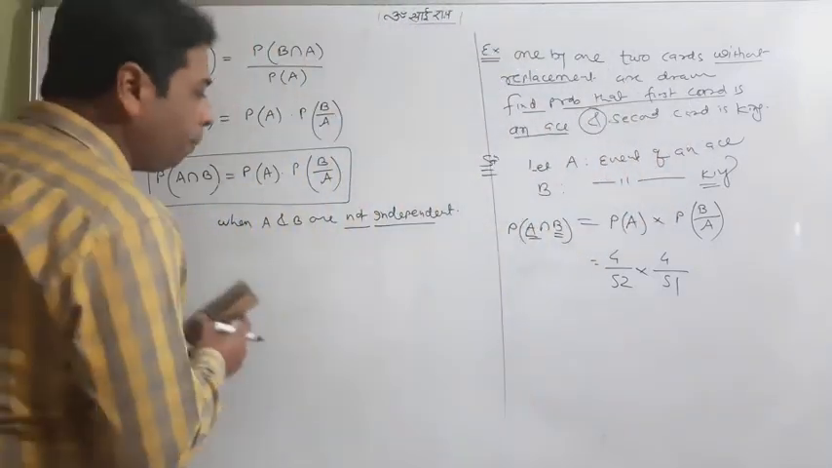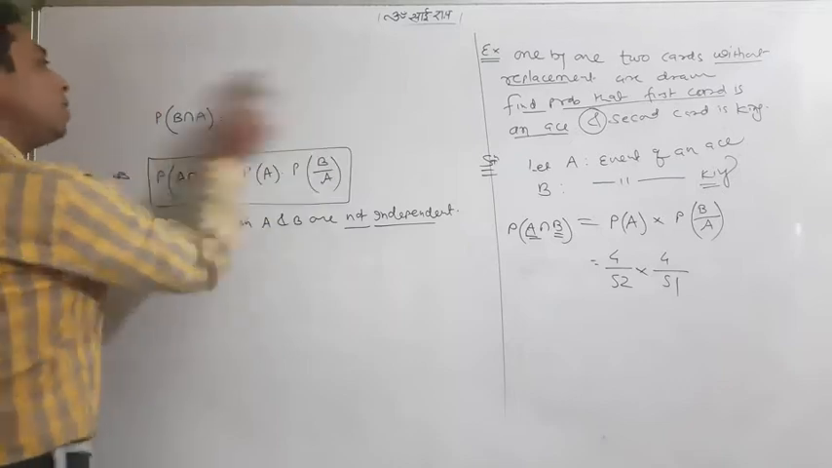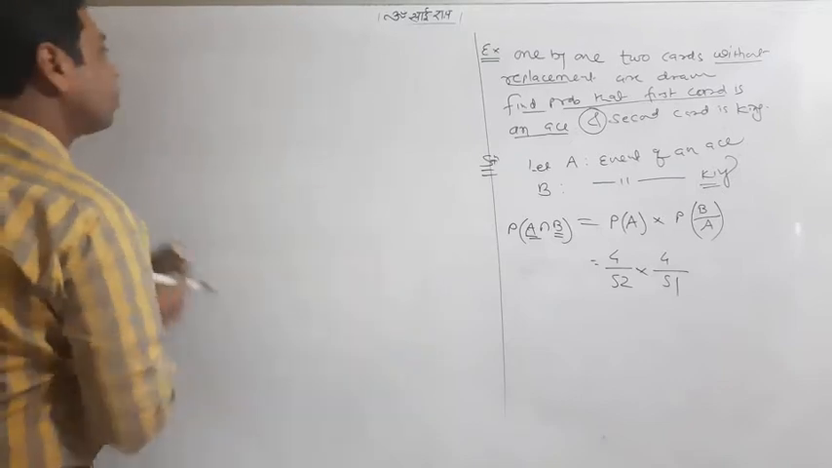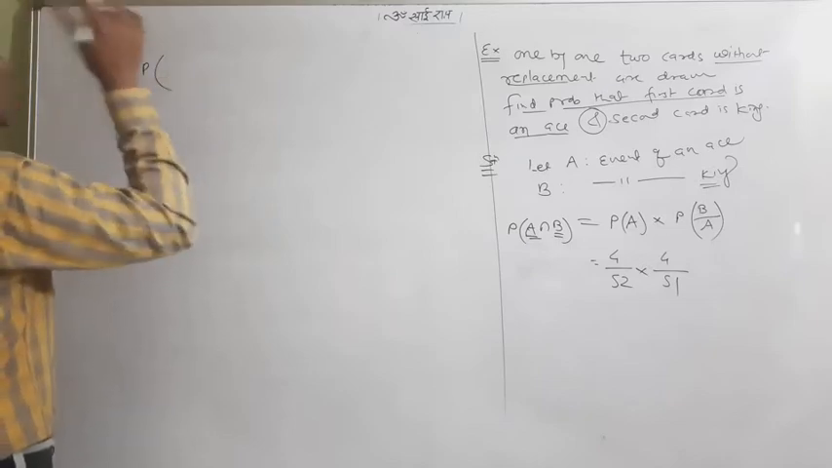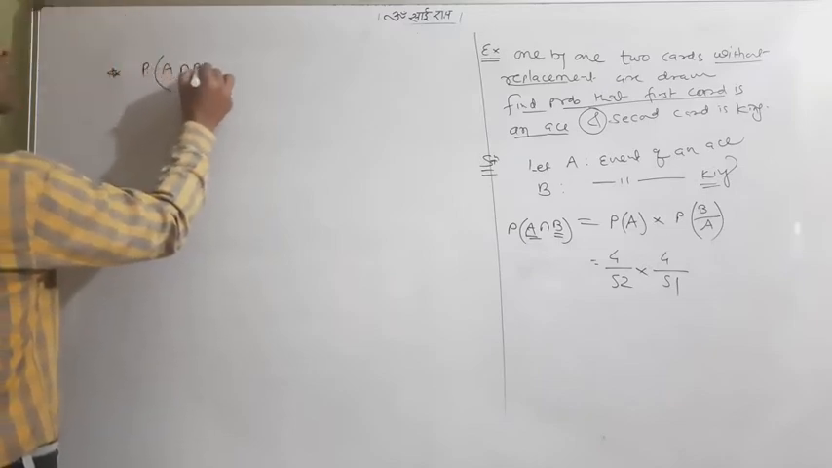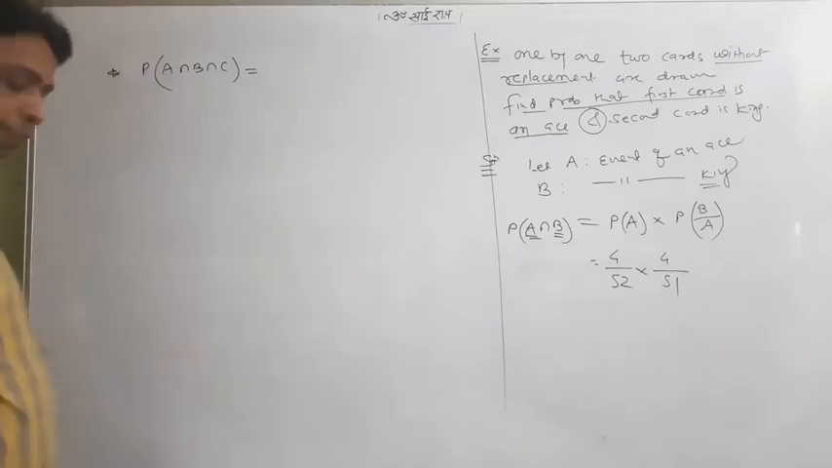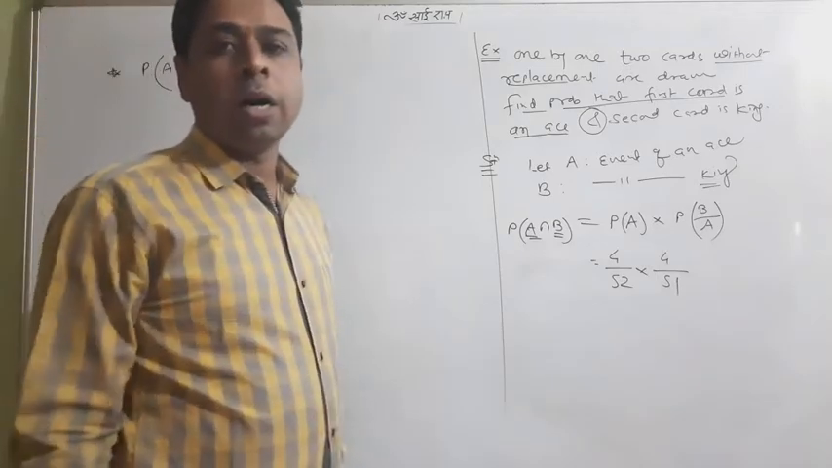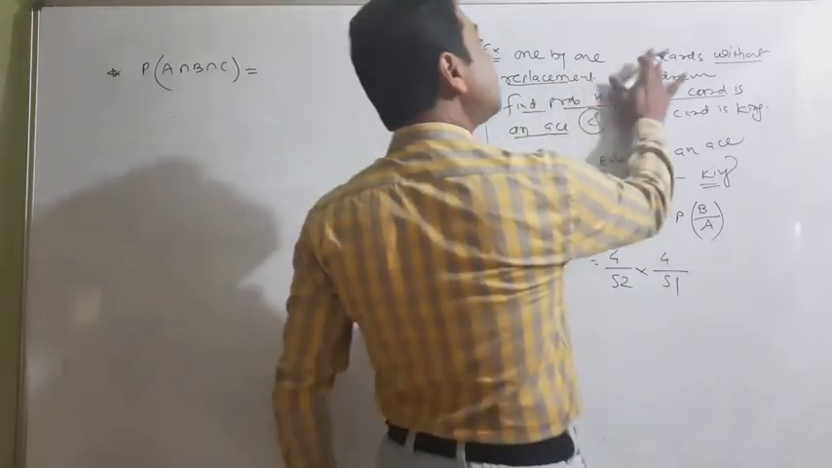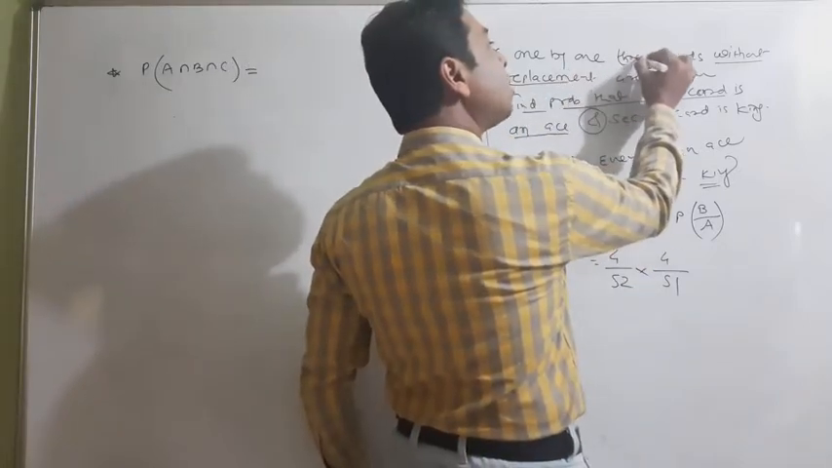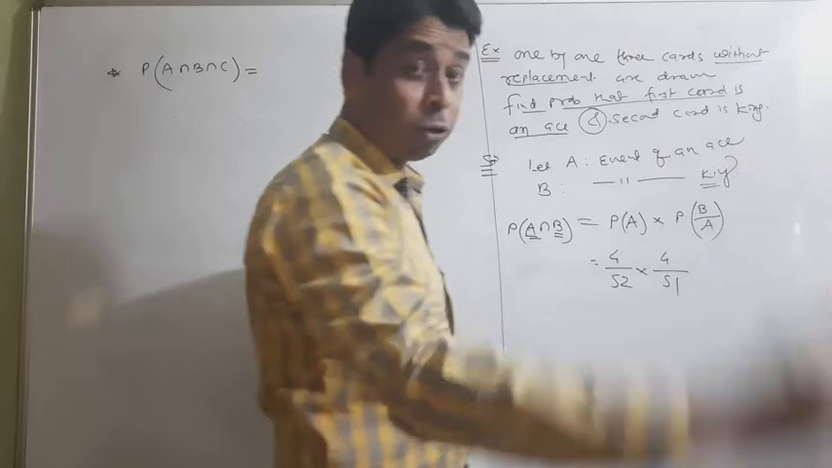Please write this formula. Now one more thing I want to write, and a question I will extend it to. Look at this. Suppose the question asks about three events, very interesting. Suppose three events are occurring one by one, same thing, one by one. Instead of two, suppose three cards are drawn without replacement. Look at without replacement.